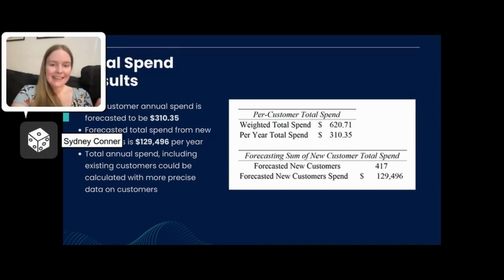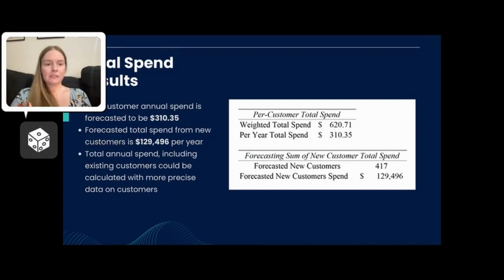To build off of that last slide and to dive into those numbers a little deeper, the per customer annual spend is forecasted to be $310.35. The forecasted total spend from new customers is $129,496 per year. The total annual spend, including existing customers, could be calculated with more precise data on customers. So when we move into our recommendations, we're going to talk about this point a little bit more, but good data equals good results, and we need both to have a perfect forecast.